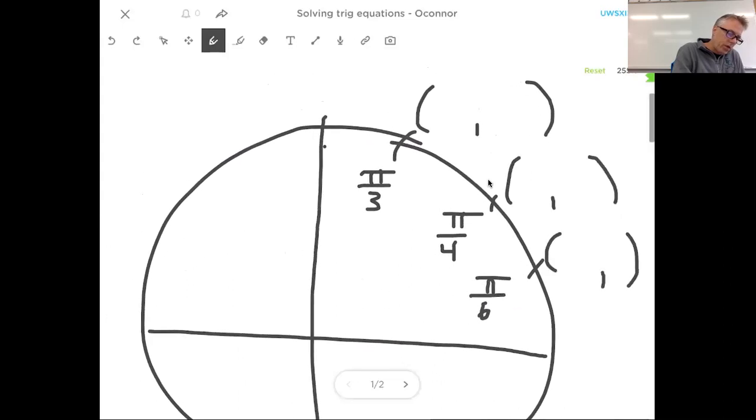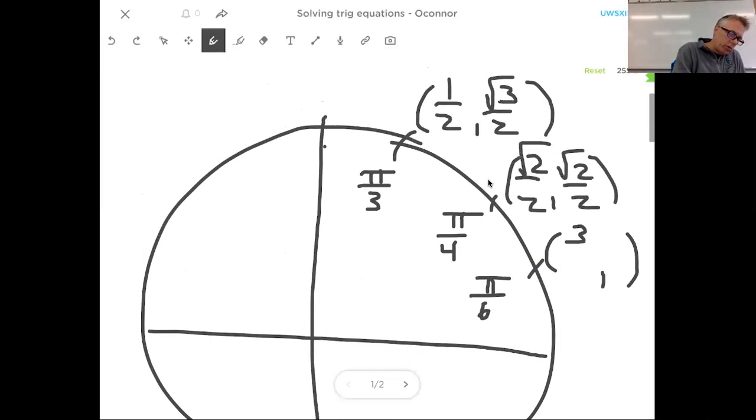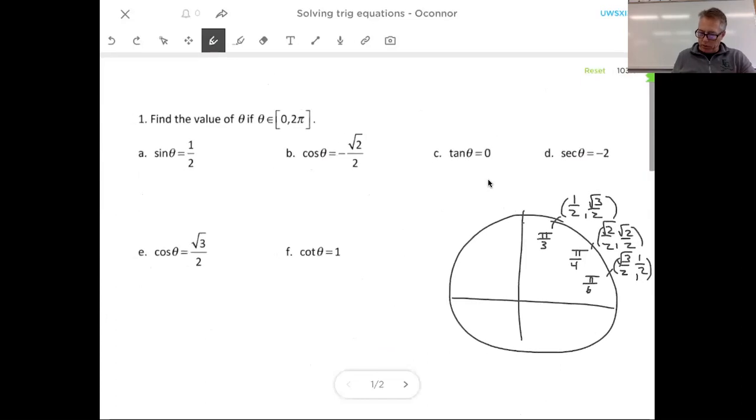Remember that they go 1, 2, 3. And so that's 1/2, root 3 over 2, root 2 over 2, root 2 over 2, and root 3 over 2, 1/2. So I'm trying to just model what I would do if I were a student, because I think just knowing this part is going to help me solve all of these questions.